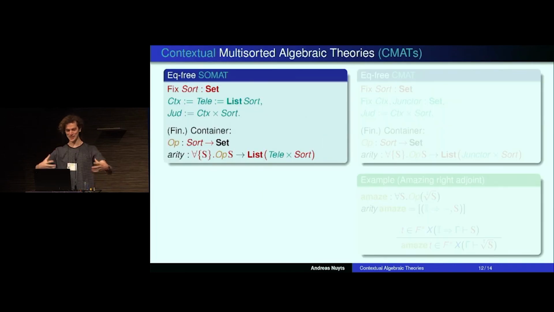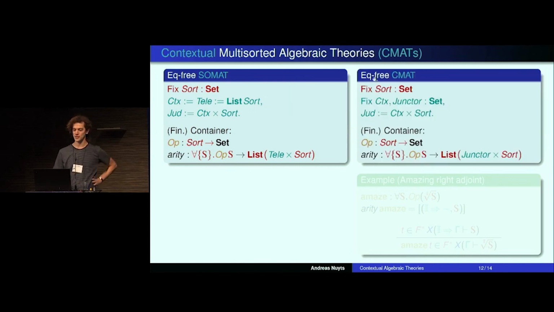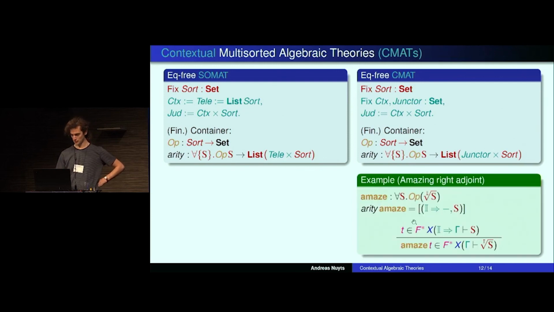And so that allows me to make one more generalization, so these are the SOMATs, and then I'll go to contextual MATs, where I don't say contexts and telescopes are lists of sorts, I just say contexts and junctors can be anything. A judgment is still a context and a sort. And then instead of specifying a telescope, I'll specify a junctor, and then for the amazing rule, I can say, well, the amaze thing creates something in the amazing right adjoint, and to type check the subterm, I'll type check at sort S, and I'll exponentiate the context, and then you get the rule that you want where you actually exponentiate the context.